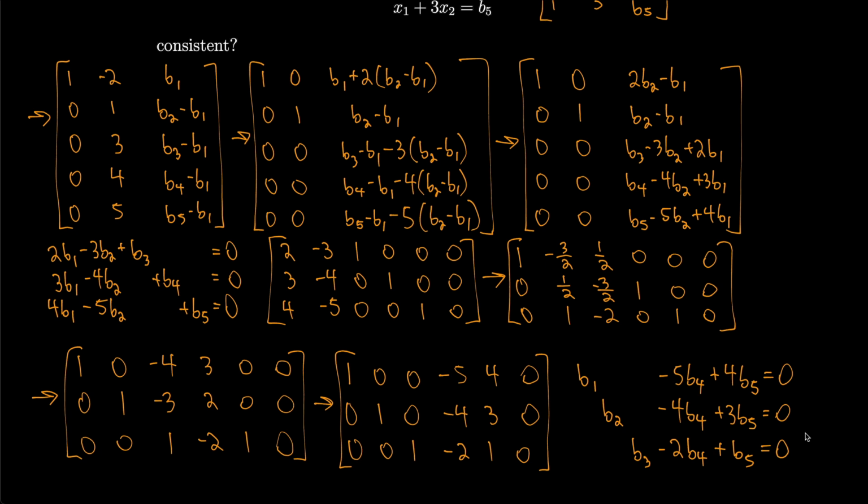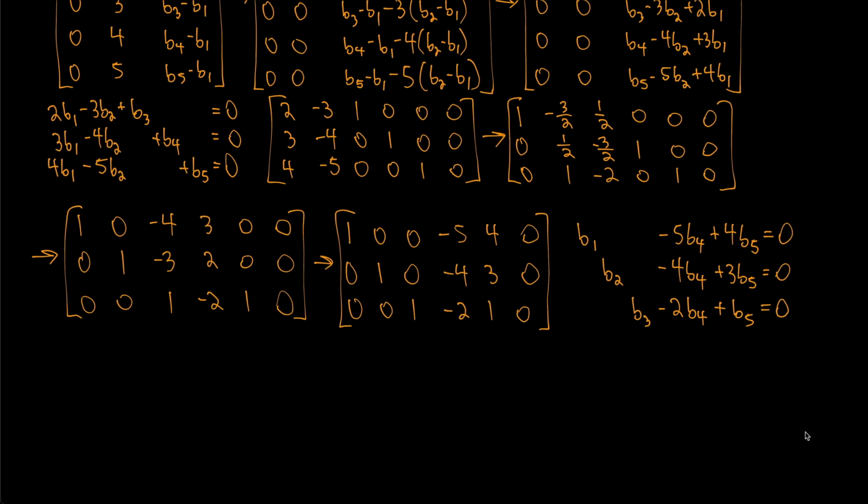Okay, that means that b4 and b5 are my free variables. I'll just make them parameters, let's say r and s. This means in order for our b's to give a valid solution, b1 would have to be 5r minus 4s, b2 would have to be 4r minus 3s, b3 would have to equal 2r minus s, and b4 would just be r, it could be anything, and then b5 would be s.